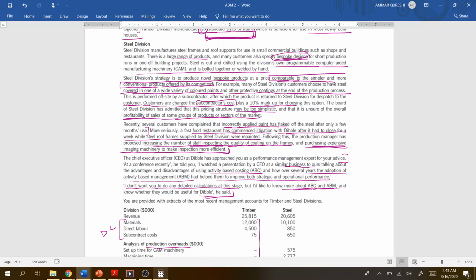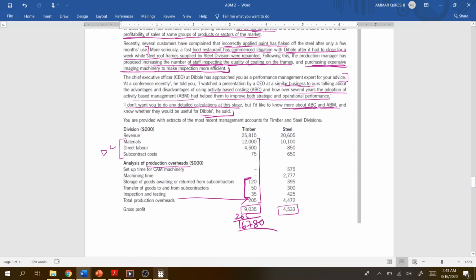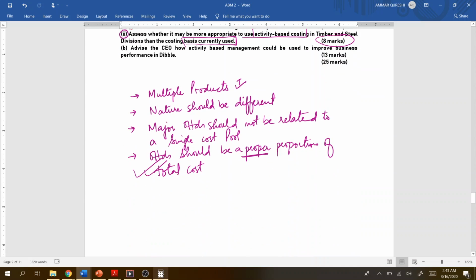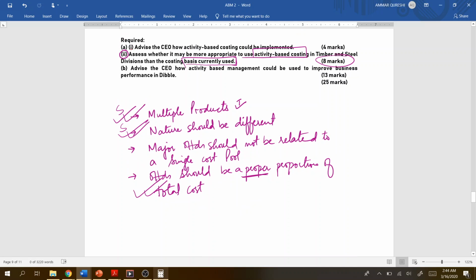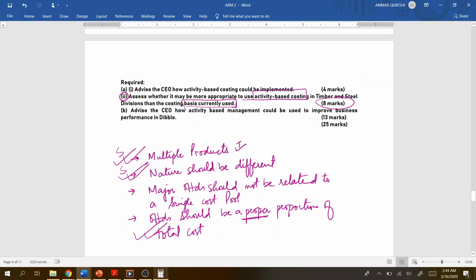So in all these situations, if the requirements of customers are quite different, then this is a kind of condition which is actually in favor of using activity based costing, right? So for steel division, multiple products are there, and the nature of products is very different. And now let's consider that major overhead should not be related to a single cost pool, and overhead should not be a proper proportion of the total cost, right?